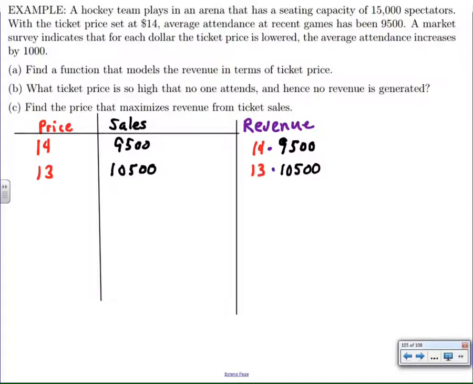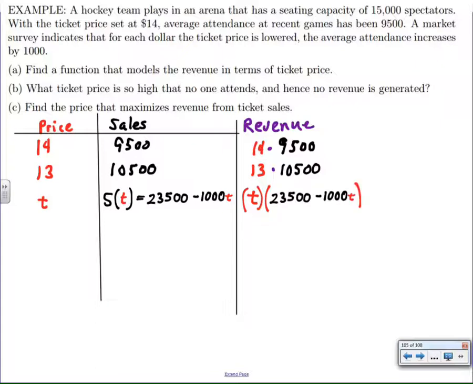$13, 10,500 people, 13 times 10,500. T dollars, 23,500 minus 1,000 T sales, we should be able to multiply the sales times the ticket price, and that will give us our current revenue. In conclusion, if I distribute the T, I get my revenue function, and notice that is a quadratic function. And so now we can start going all quadratic on this sucker.